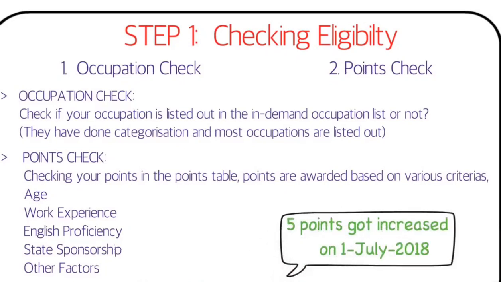Now this 5 points actually got increased on 1st of July 2018. Until 30th of June 2018, the minimum requirement was 60 points. So of course they have made the process a bit tougher, but I'm sure they were getting many applications, and most of the applicants sometimes have points above 60, so they've kind of raised the bar. Okay, now this was the first step.